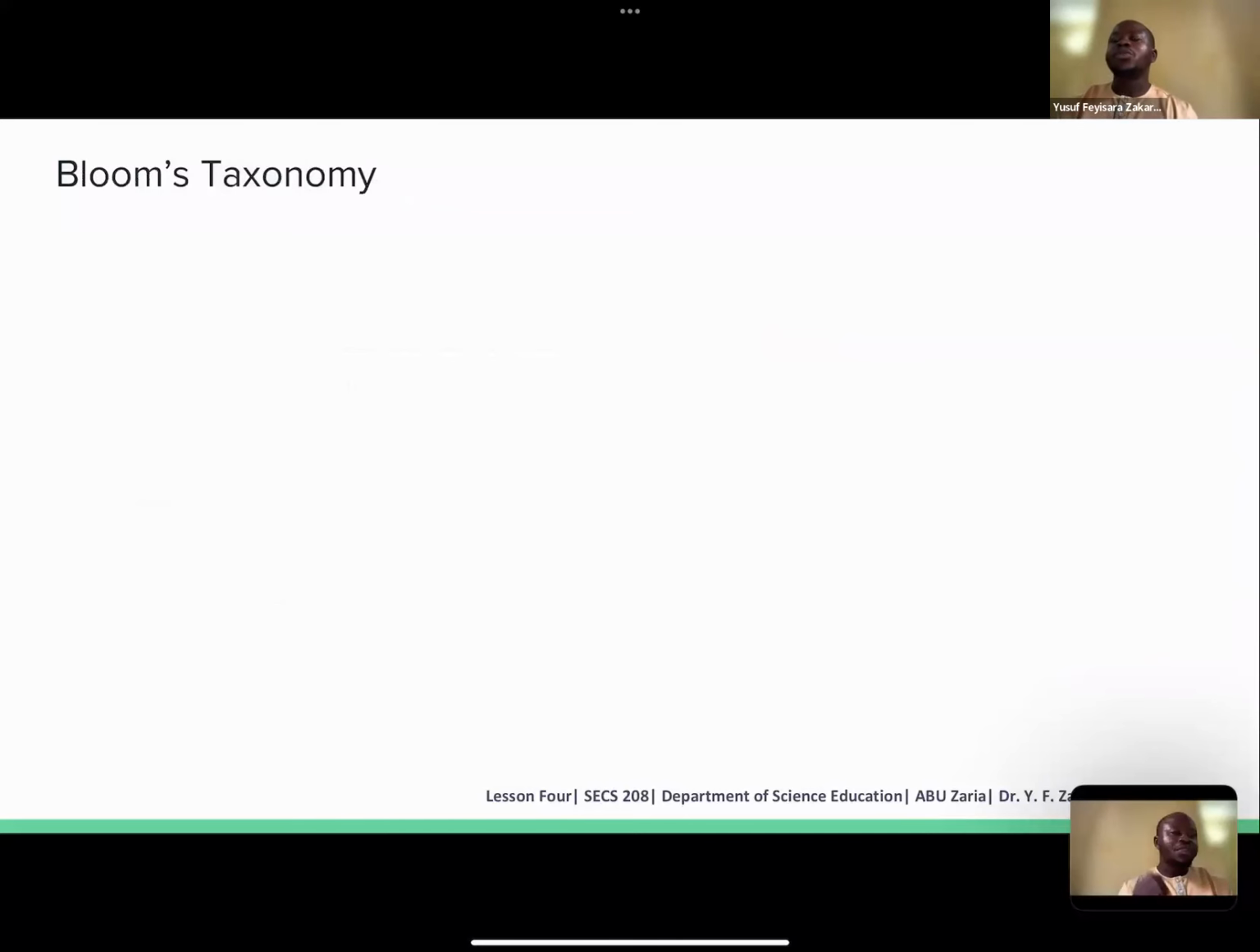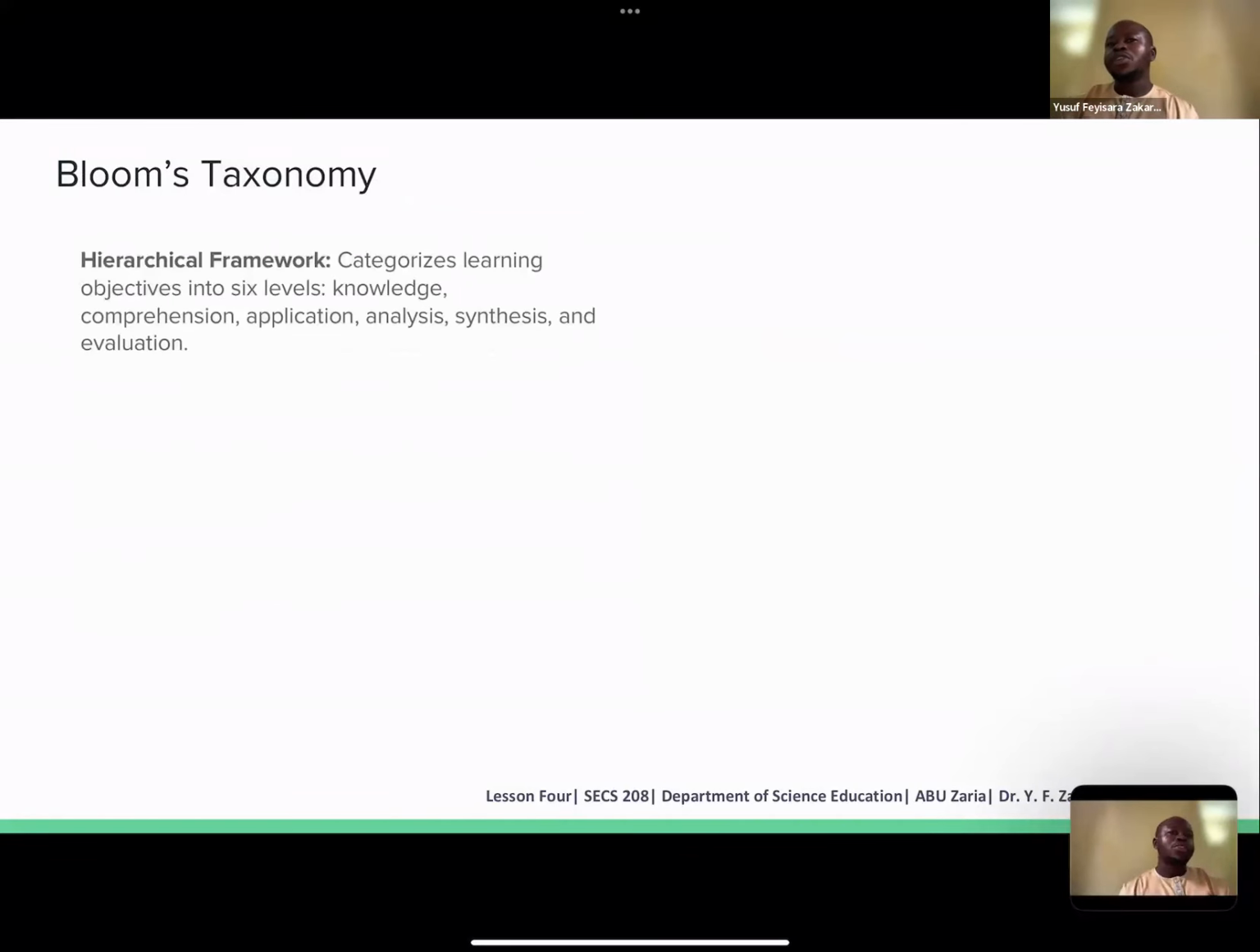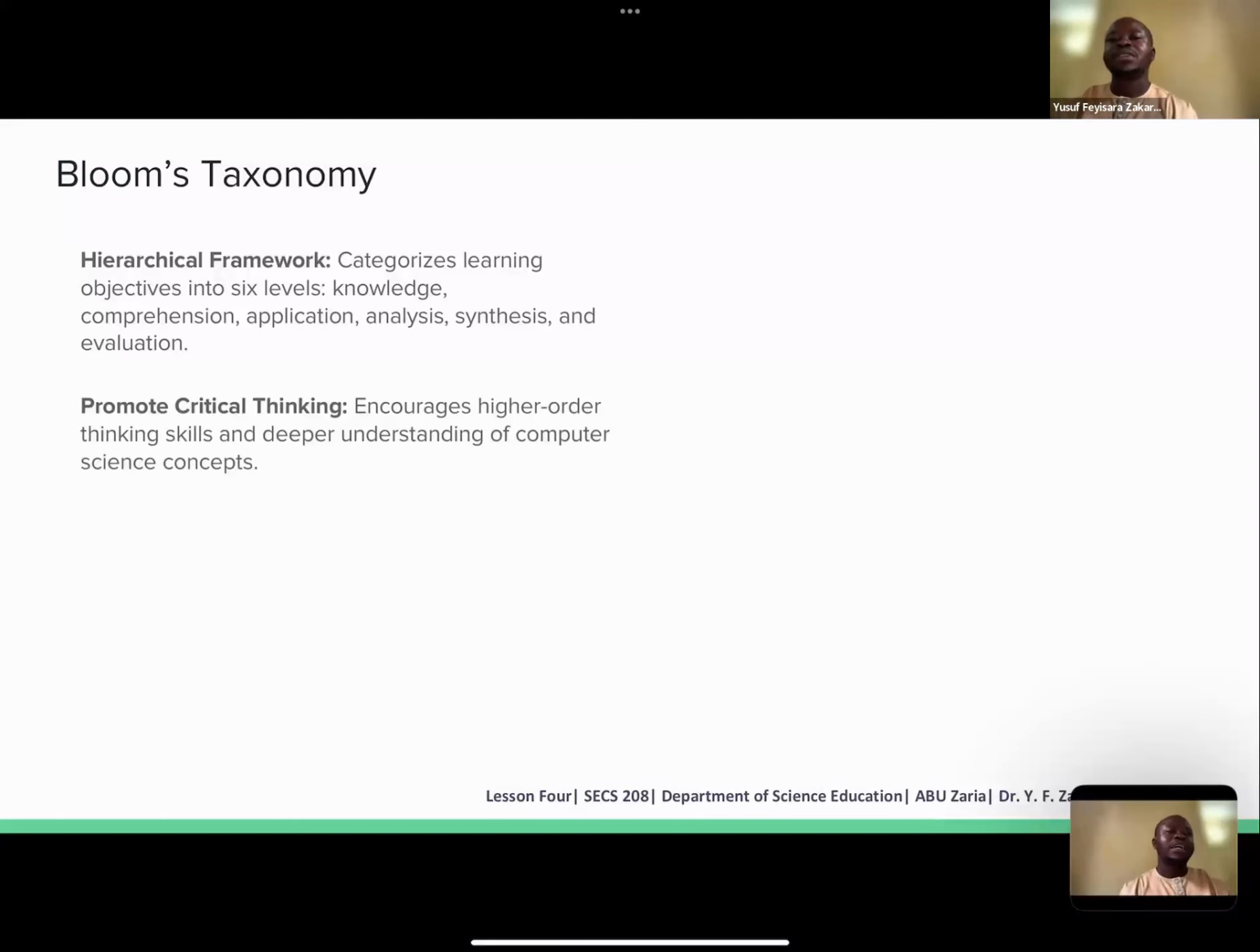Then you can also take into account Bloom's taxonomy. Bloom's taxonomy categorizes learning objectives or learning outcomes into 6 levels: knowledge, comprehension, application, analysis, synthesis, and evaluation. This is on the cognitive domain. We also have the affective domain and the psychomotor domain. Basically, we talk about the cognitive domain now. I will show you a diagram where it incorporates all of these things.